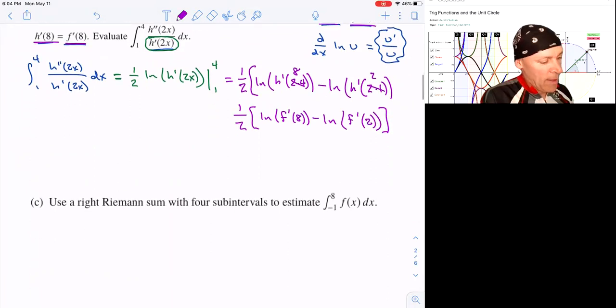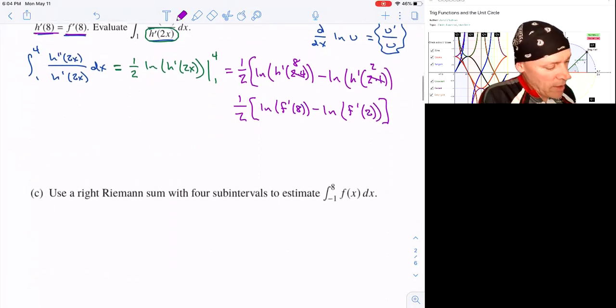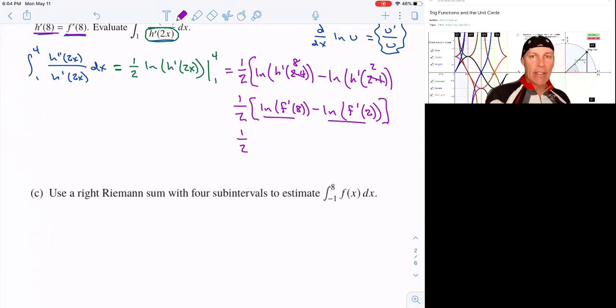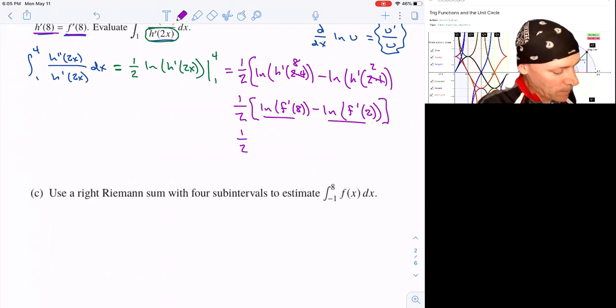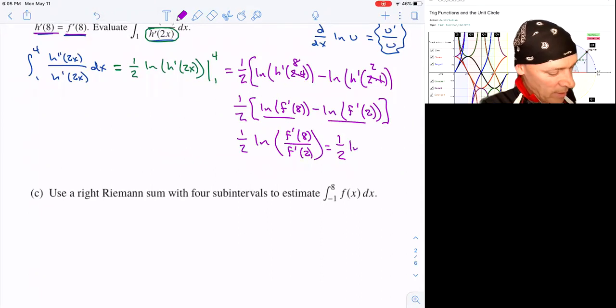And then, using properties of logarithms, I can write this as 1/2. I'm subtracting my logarithms, so I can condense that into a single logarithmic expression. It's going to be 1/2 natural log of f prime at 8 divided by f prime at 2, which is going to be equal to 1/2 the natural log.